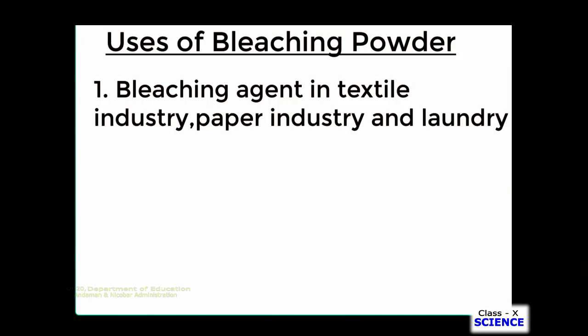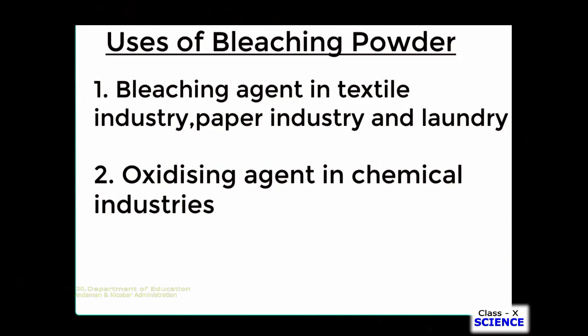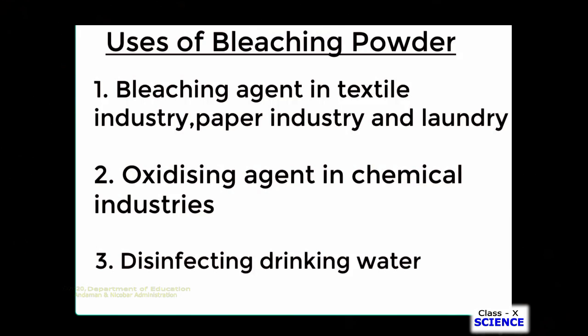So altogether, we can say that the main purpose of bleaching powder at the industry level is as a bleaching agent. Got it? Now see the second important use of bleaching powder, that it acts as an oxidizing agent in many chemical industries. We have already learned that an oxidizing agent is a chemical substance which is capable of supplying oxygen. In bleaching powder we find oxygen, so it can supply oxygen. So it acts as an oxidizing agent in many chemical industries. And the third and most important use of bleaching powder in our day-to-day life is for disinfecting drinking water. In our locality, the water treatment plant uses bleaching powder to disinfect water in order to get it free from germs. So these are the most important uses of bleaching powder.